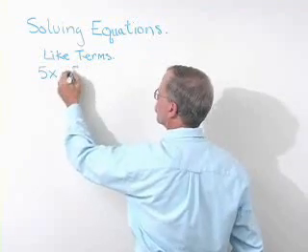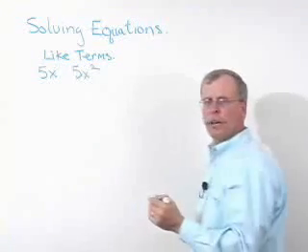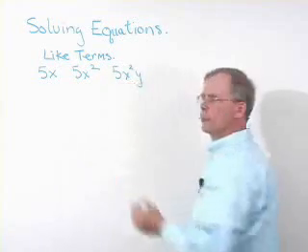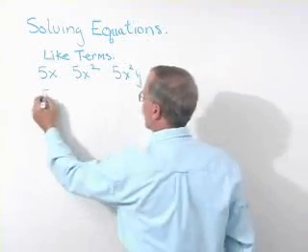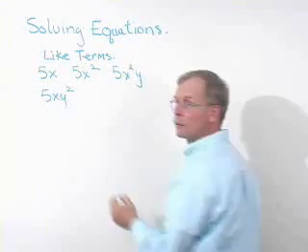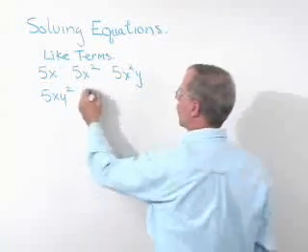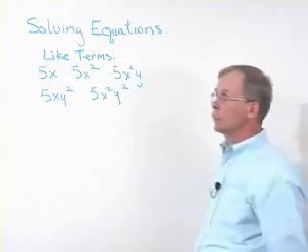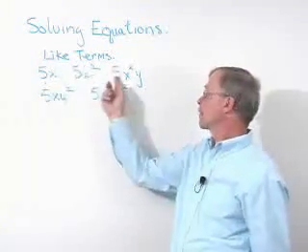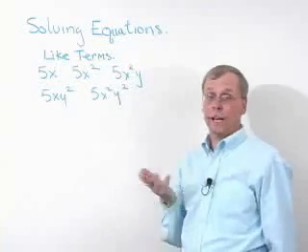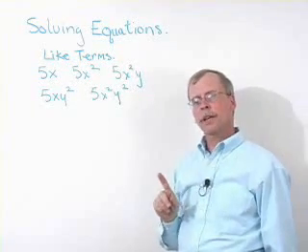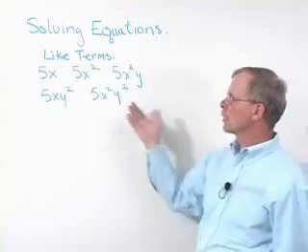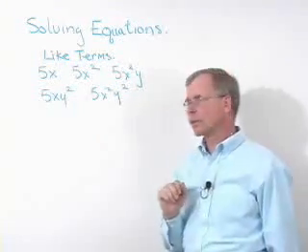5x, 5x squared, 5x squared y, 5xy squared, 5x squared y squared. Well, the first thing you notice is they all have the same coefficient, 5. But that doesn't really matter when you're talking about combining like terms. It's only the exponents and the variables that we're interested in.